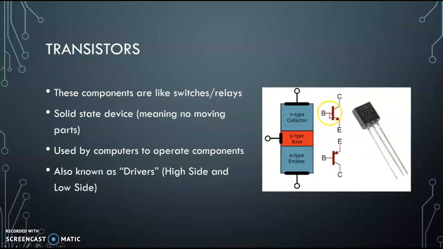But the more current I send through this base, the more current comes through the collector and the emitter right here. That's what C is, collector, E's emitter. I can send more current through here with the more I send through B. So a small current controls a large current, and they're directly proportional. But again, it's kind of like a switch, it's kind of like a relay.